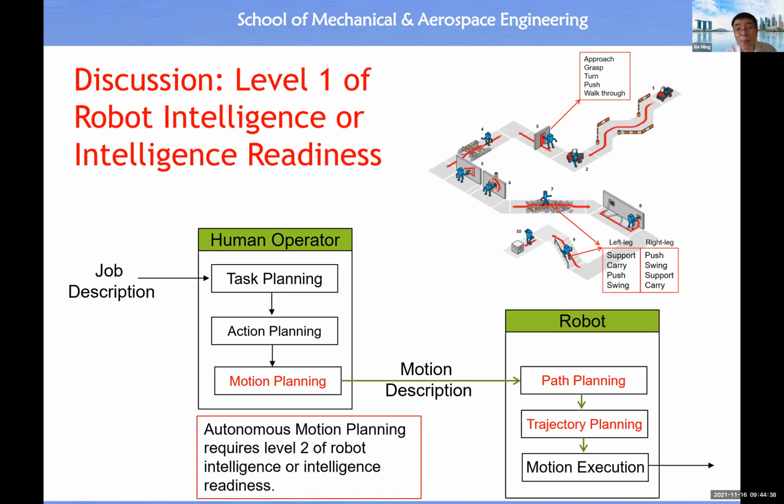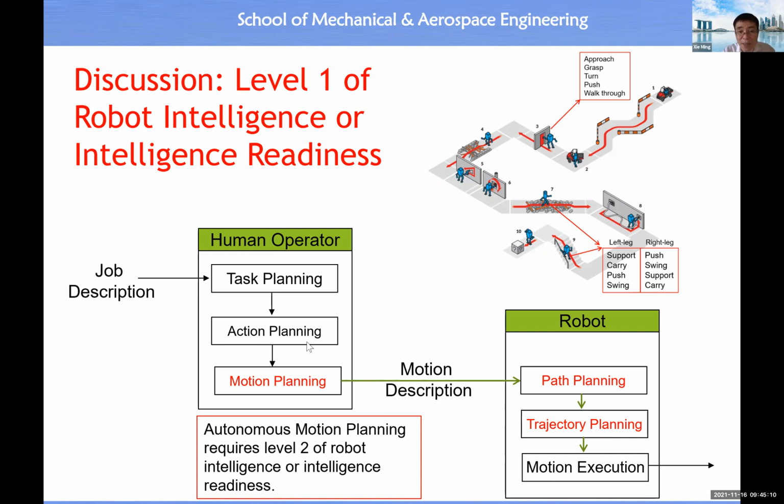And then what will be the future progress in robotic research? The future progress should be to shift this module from the human operator side to the robot side. Let the robot handle this one. Then the robot will reach level 2 of robot intelligence, or intelligence readiness at level 2.